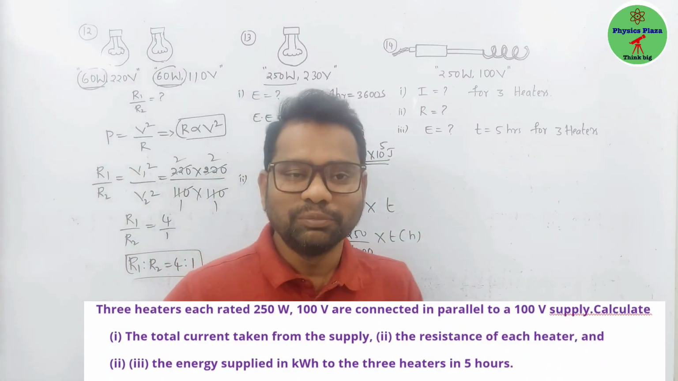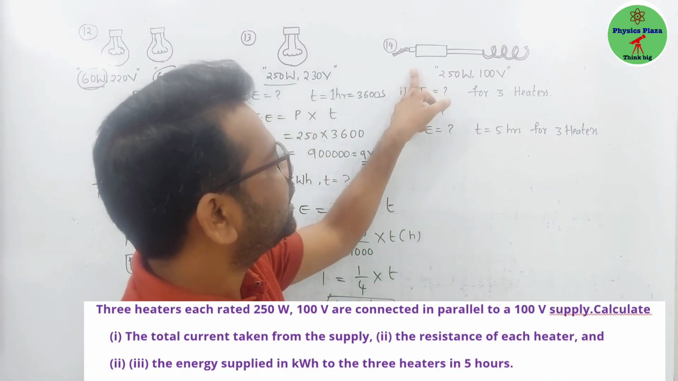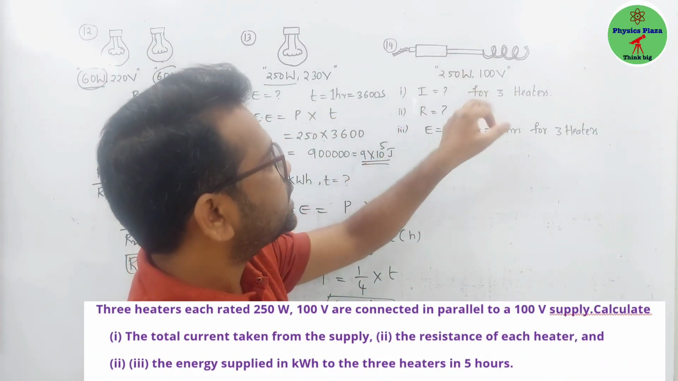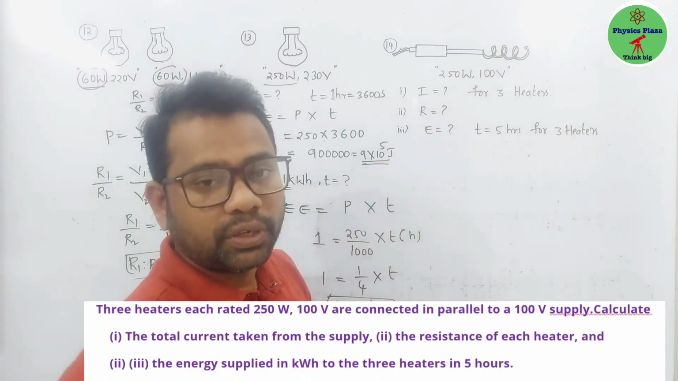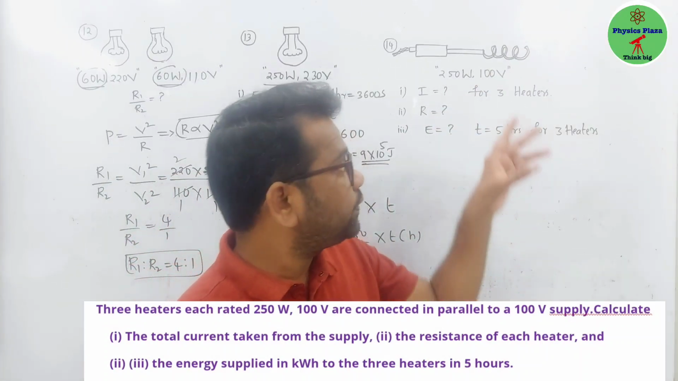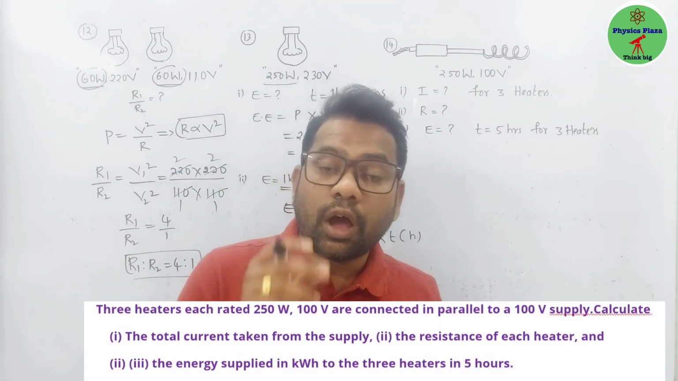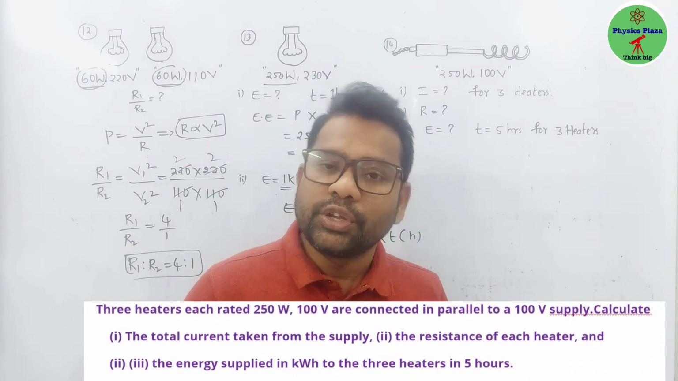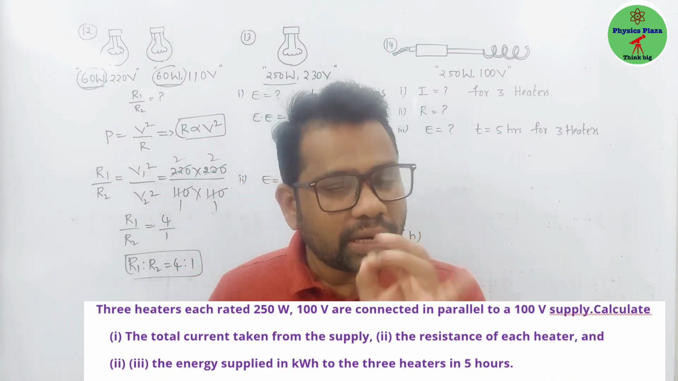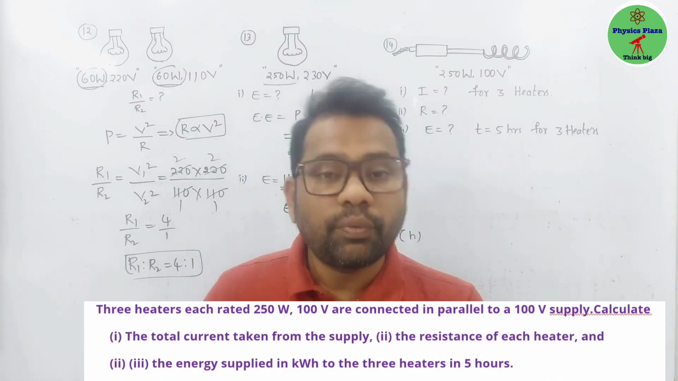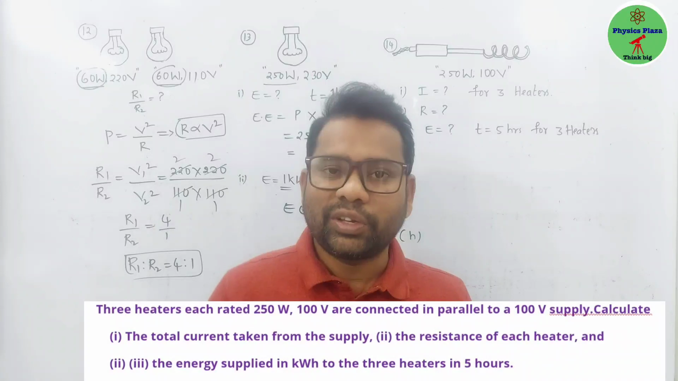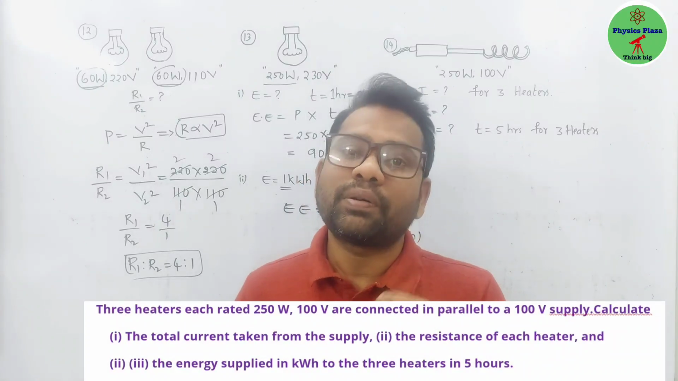Okay, let us think. Okay, so it's a water heater. The power rating of the water heater is given as 250 watt, 100 volt. Now they are asking us, if three such water heaters are used, how much current is consumed? Children, our plan is that first we will calculate the current consumed by one electric heater, then multiply with 3, because all 3 have the same power rating.